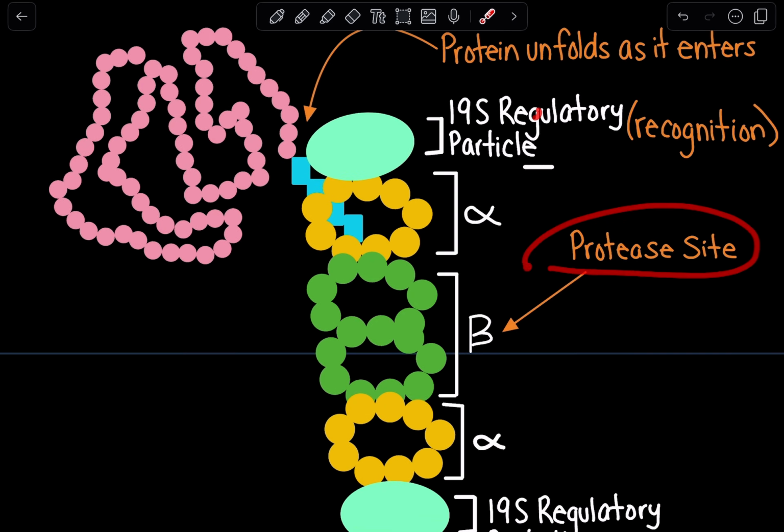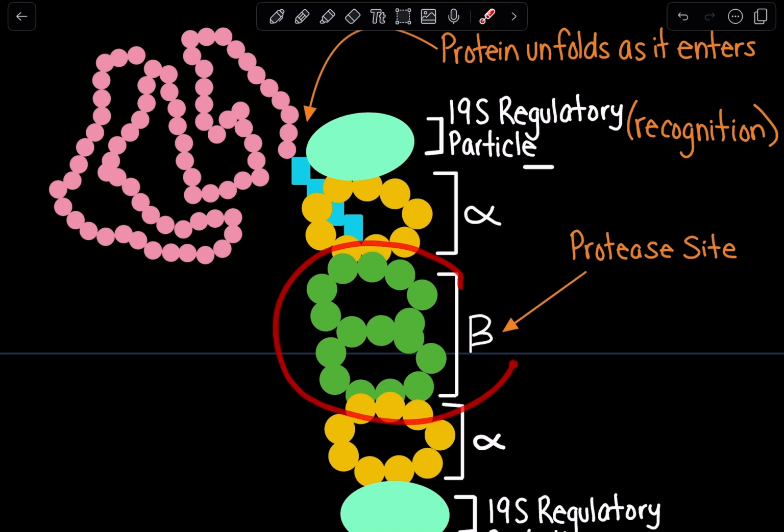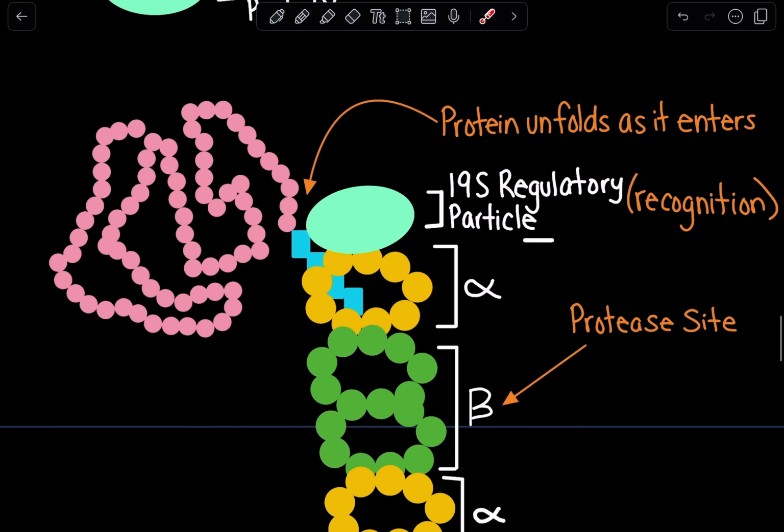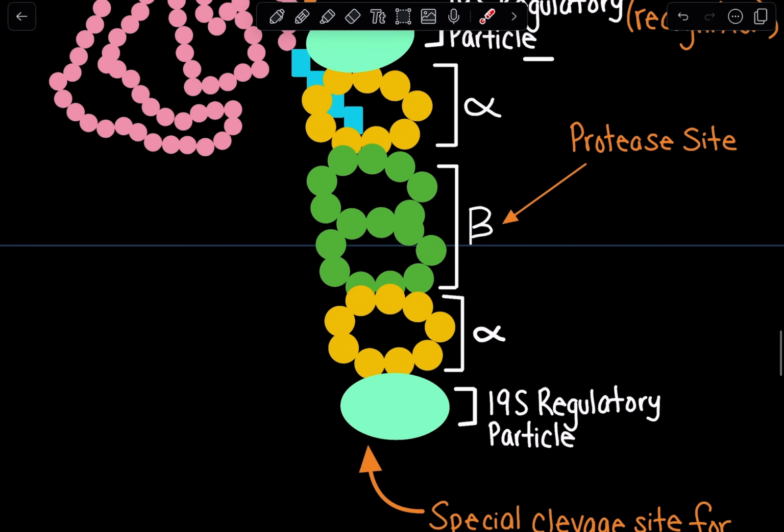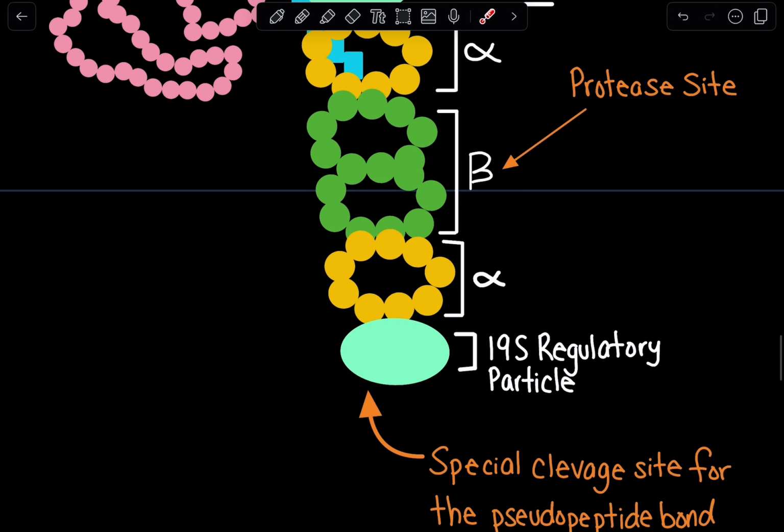Now, the protease sites are actually found in the beta subunits of this complex. Once again, the 19S regulatory particle will serve as the recognition site, protein unfolds, and then it is cleaved in here. Once it is cleaved, it is going to exit the proteasome in smaller peptide chains and amino acids, and those smaller peptide chains can further be broken down by other enzymes.